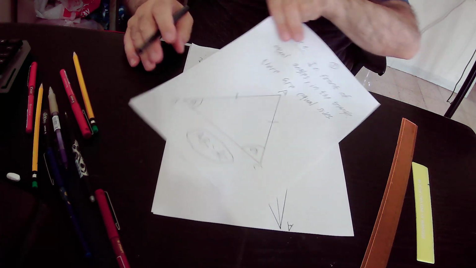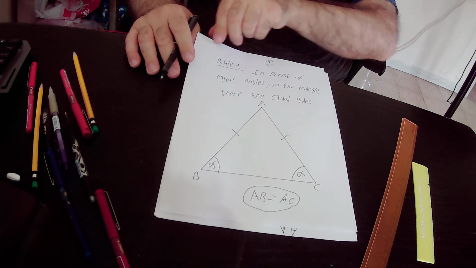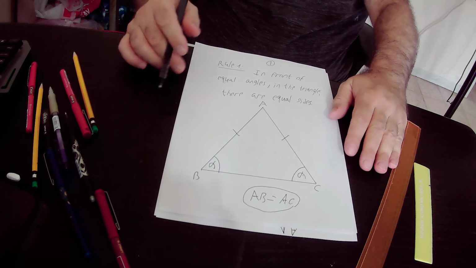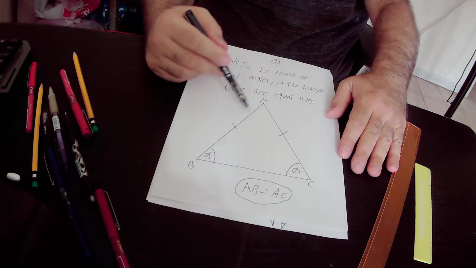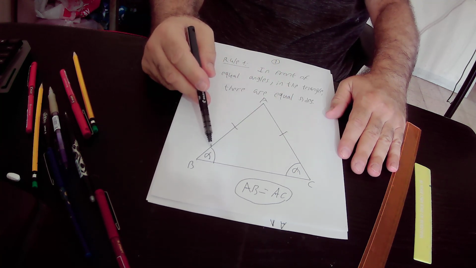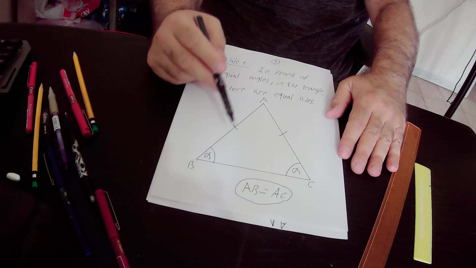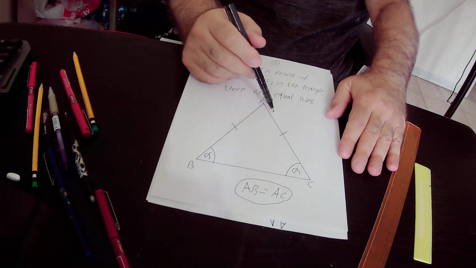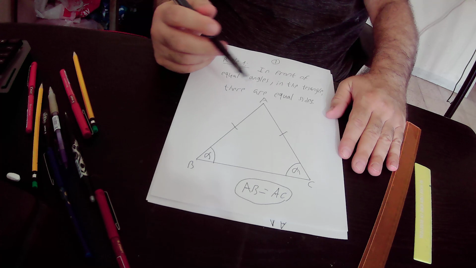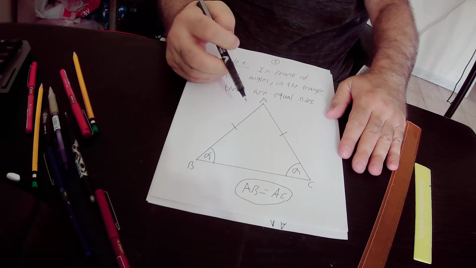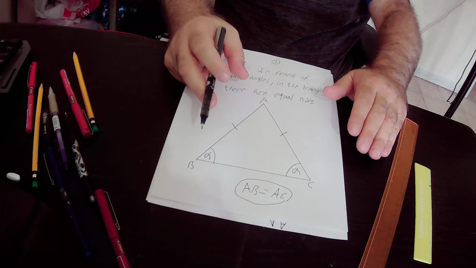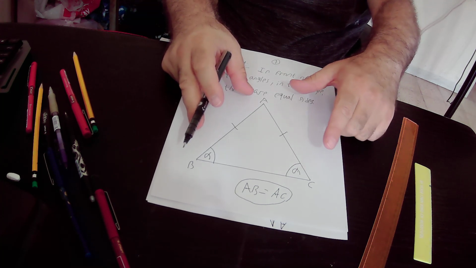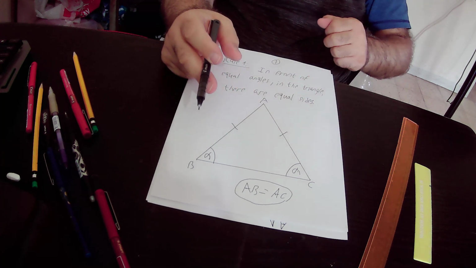Okay, again, in front of this angle alpha we have side AB of triangle ABC, and in front of this angle alpha we have side AC, and according to rule number 1, the sides that are in front of equal angles are also equal between them, that is to say AB equals AC.